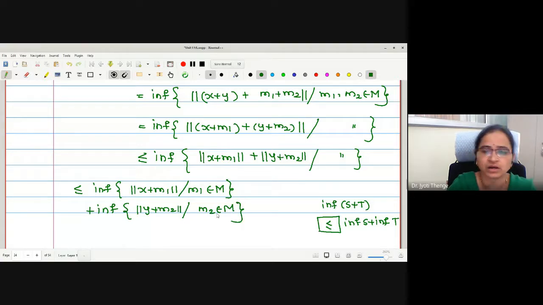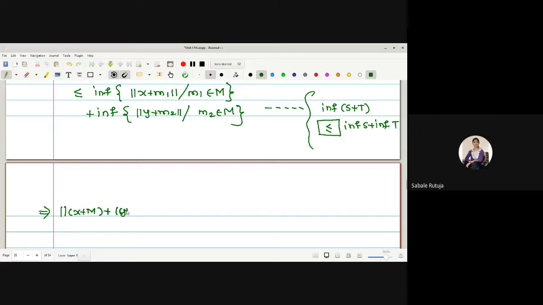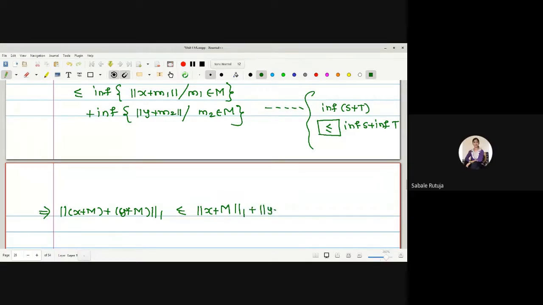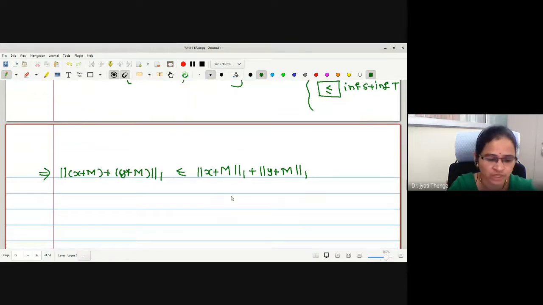Now if we look at the condition, if I look at the two statements, what kind of norm is the first statement? Norm 1 of x plus m1. Good. This is less equal to norm 1 of, is it x plus m1 or x plus capital M? X plus capital M. Yes, it is capital M. Hence we have proved the triangular inequality.